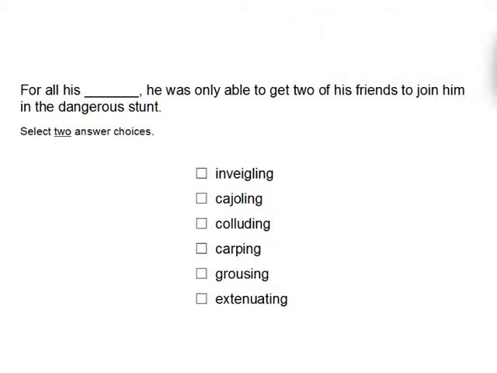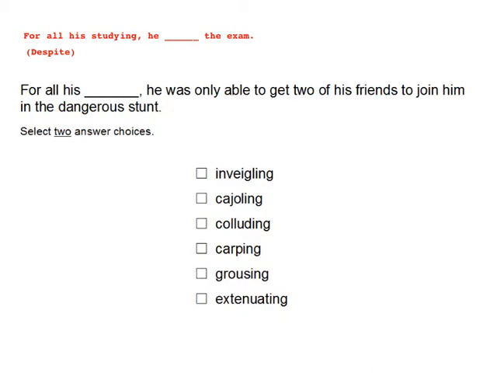Okay, so it's very important that we recognize the structure of this sentence: for all his X, he was only able to get two of his friends to join him. Very important that we recognize the construction of "for all." So if I say something like, for all his studying, he, what would you say? Probably something along the lines of failed. For all his studying, he failed the exam. This is because "for all" essentially means despite. It's a pivot that indicates the opposite. So despite trying to get everyone to join him in this dangerous stunt, he was only able to get two of his friends.